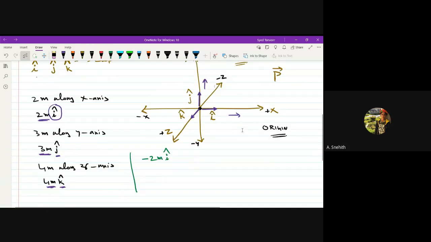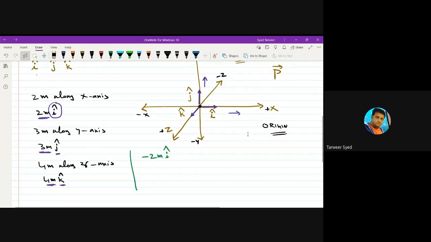Sir, but distance is never negative, no? Displacement can be negative. We are talking about displacement here. Distance is a scalar quantity. Displacement is a vector quantity. So if I write minus 2 meter I, the information carried in this representation is you should go 2 meter along the negative x-axis. You should go 2 meter, but in which direction? Minus I. Minus I indicates this direction. Starting from origin, you should go left.